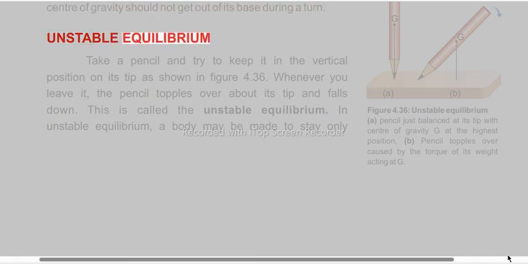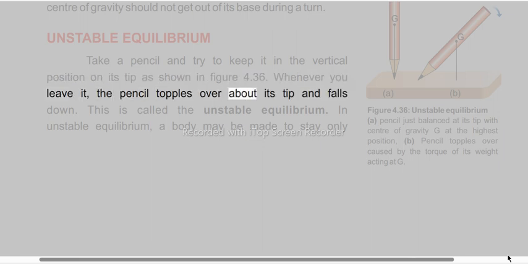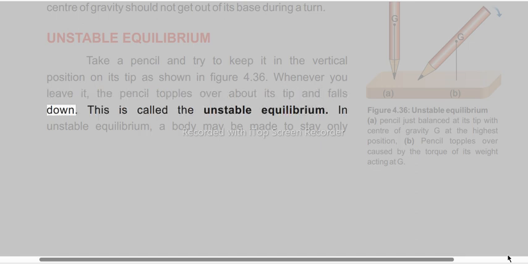Unstable equilibrium. Take a pencil and try to keep it in the vertical position on its tip as shown in figure 4.36. Whenever you leave it, the pencil topples over about its tip and falls down. This is called the unstable equilibrium.